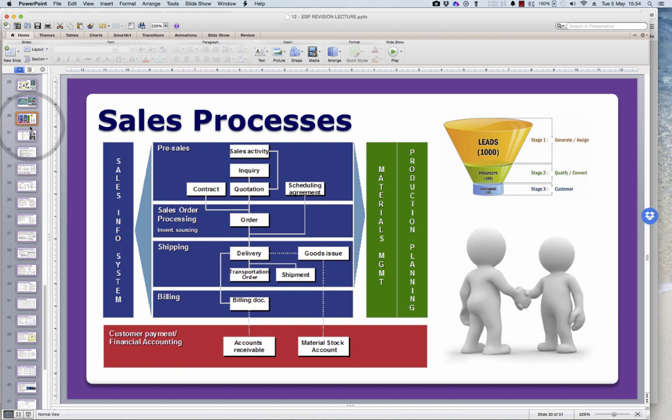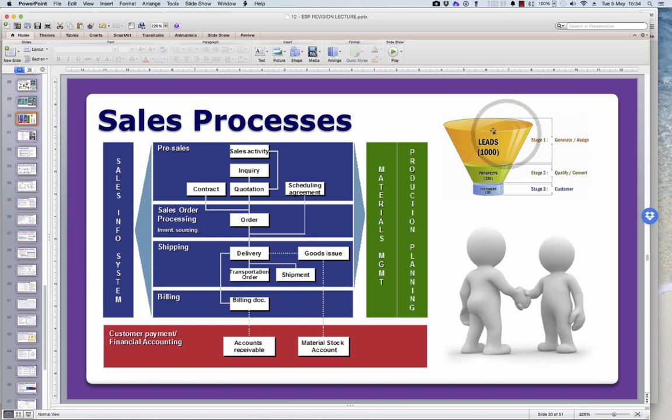If you've issued goods, then there will be a material stock account that will change. If you've made something, it will increment, and if you sell something and it leaves the factory, then it decrements the stock level. And then outside of that, you've got materials management, production planning, but this is kind of like the envelope which we were looking at for sales processes.